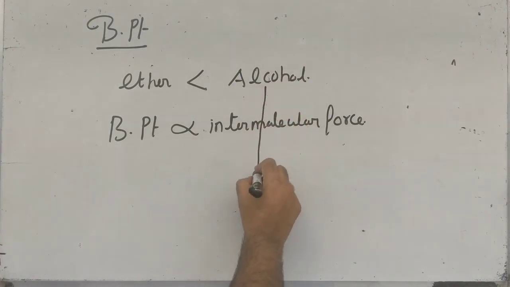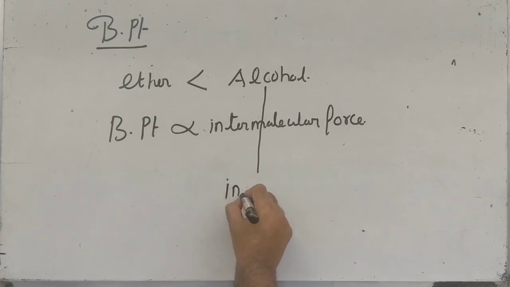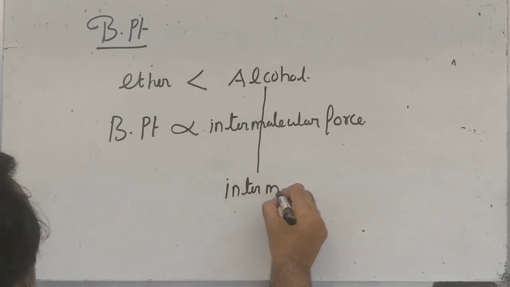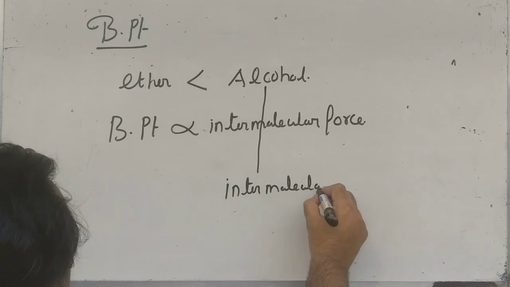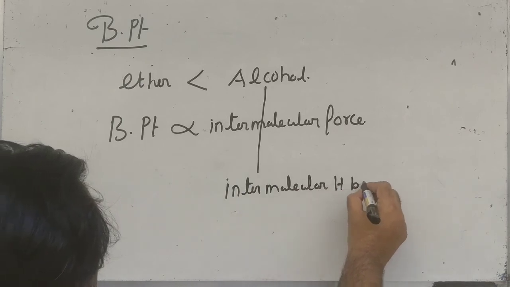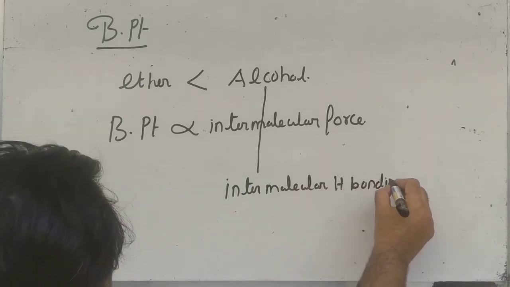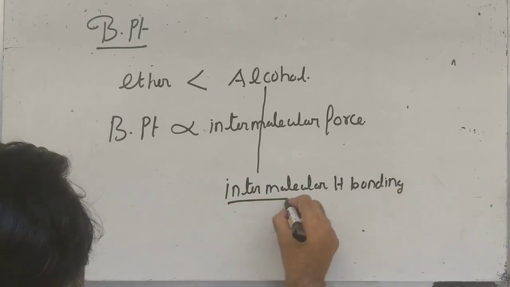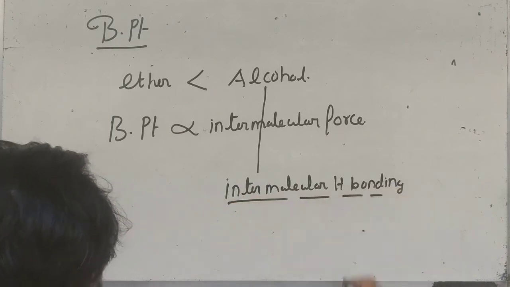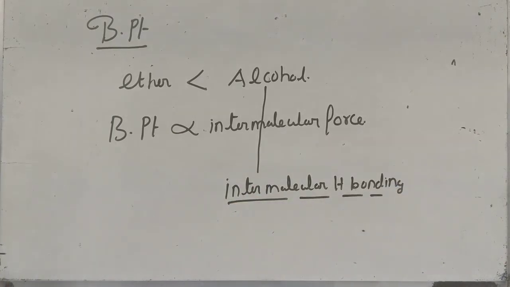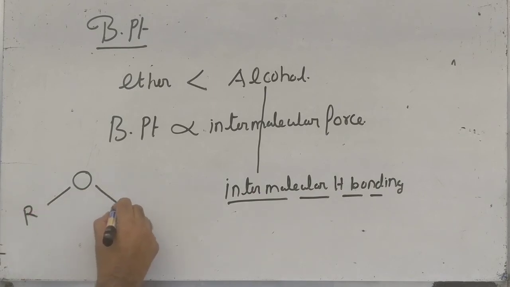Alcohols, we have studied beforehand, have strong intermolecular hydrogen bonding between alcohol molecules, which is very, very strong. So due to the intermolecular hydrogen bonding, alcohol's boiling point is higher than ether, higher than alkyl halides, higher than aldehydes, higher than ketones. If you see ether, in ether, intermolecular hydrogen bonding is not possible.